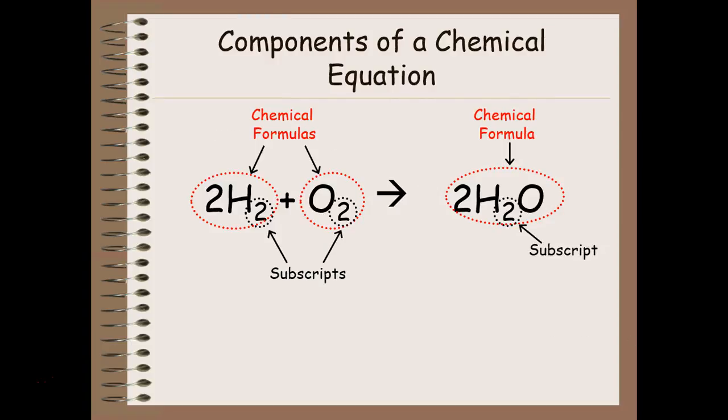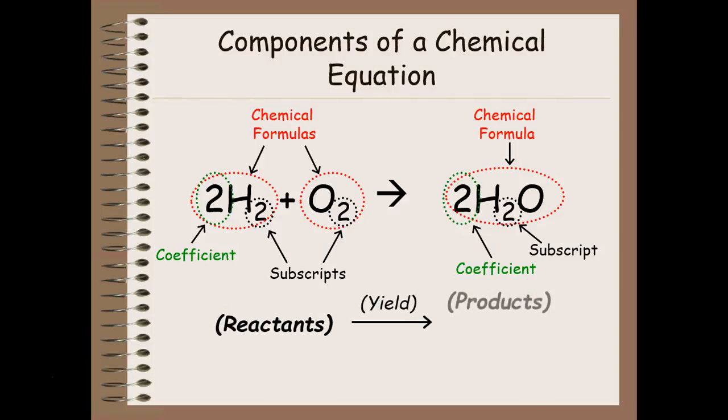The numbers that are written slightly lower and to the right-hand side of various elements in our periodic table are called subscripts. Think of a subscript like the subway. It goes down below. The larger numbers to the left of various components are called coefficients, just like coefficients in math. They tell you how many of each molecule you're working with.